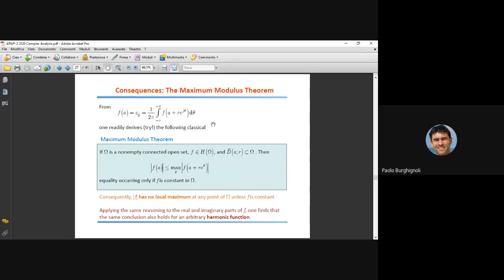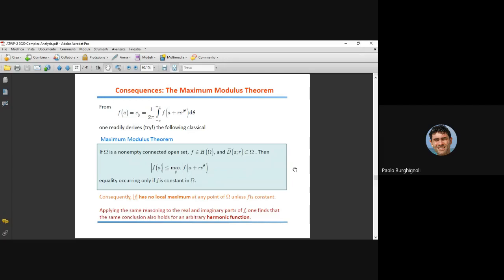And so we have the classical maximum modulus theorem, which tells us that if omega is a non-empty connected open set, f is a function analytic in omega, and the closed disk D with center A and radius r is contained in omega, then the absolute value of the function f at the point A is less than or equal to the maximum that the absolute value of the function attains at the points on the boundary of the disk. And the equality holds only if f is identically constant in its domain of definition.